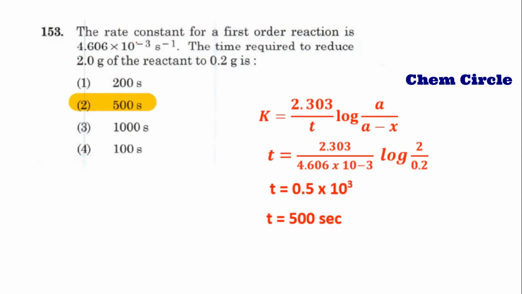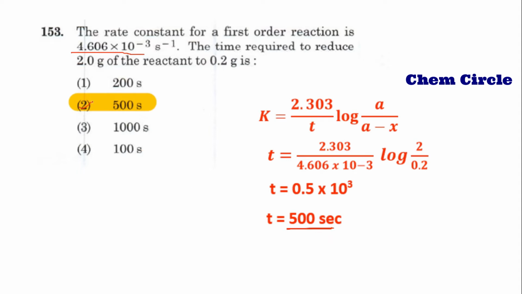Next, the rate constant for a first order reaction is 4.606 × 10^-3 second inverse. The time required to reduce 2 gram of reactant to 0.2 gram. The first order rate equation is k = 2.303/t log a/(a − x). We have the first order rate constant value 4.606 × 10^-3. So we will substitute the values. Finally we'll get 500 seconds.